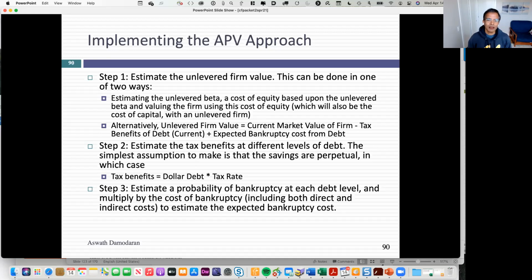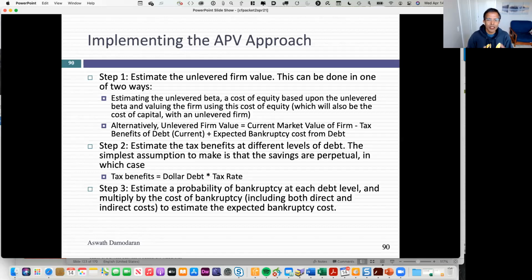Now, here's why. When people claim to use the APV approach, I think they're mostly half-assing it. Here's what they do, and here's what I've seen investment bankers do. They'll do the unlevered firm value. They'll do a song and dance, but it's doable. They'll do the expected tax benefits. Again, not a big deal. And then they'll get to the expected bankruptcy costs. You know what they do? They say it's too difficult to estimate. We're going to ignore it.